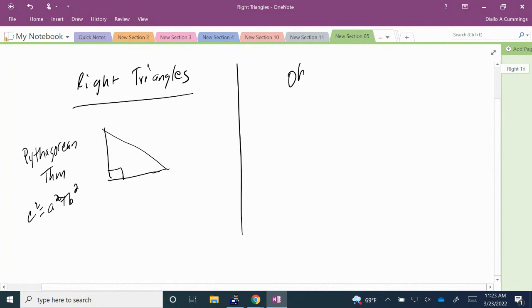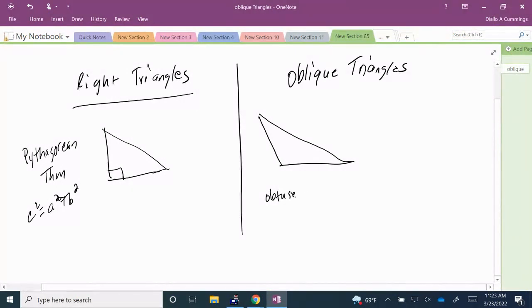However, when we talk about oblique triangles, for oblique triangles, there are no right angles. And there's actually two different types of oblique triangles. We have what are called obtuse triangles, right? And in an obtuse triangle, at least one of the angles must be obtuse. So keep in mind that an obtuse angle is an angle that's greater than 90 but less than 180. All right, so looking at this particular triangle, this would be an obtuse triangle, and this would be our obtuse angle.